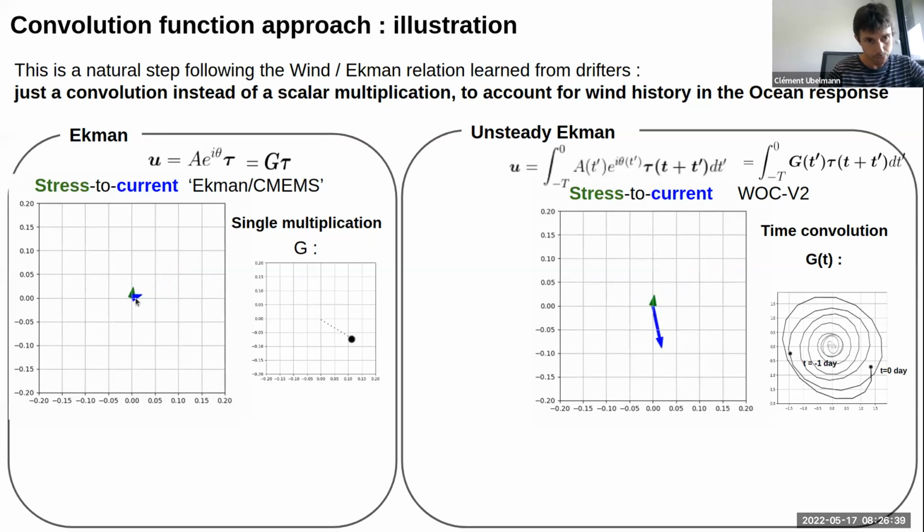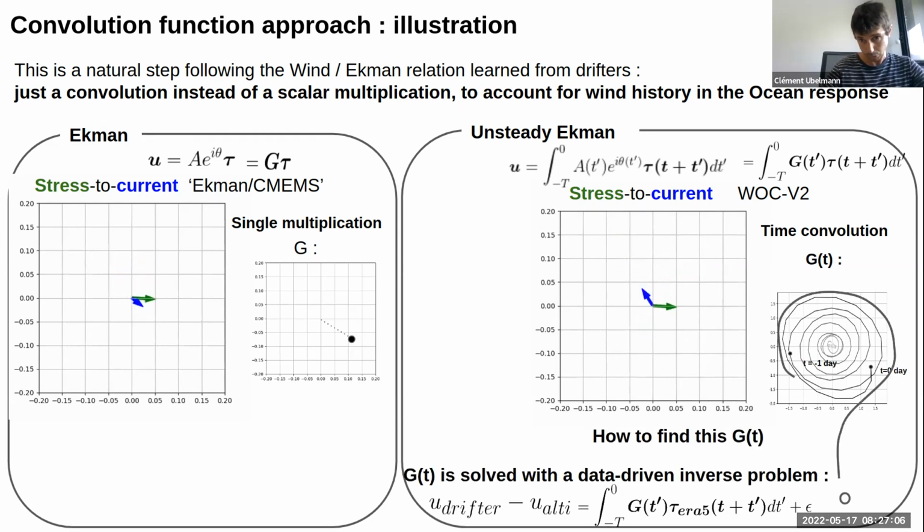That's why here the blue arrow always has the same ratio and angle with respect to the green vector, which is the current. But then when you consider this unsteady problem with a convolution function, you can generate a convolution function that reproduces the surface current behavior. So of course, here all the question is how to get this time convolution function. And here we solve the data-driven inverse problem from the drifters.